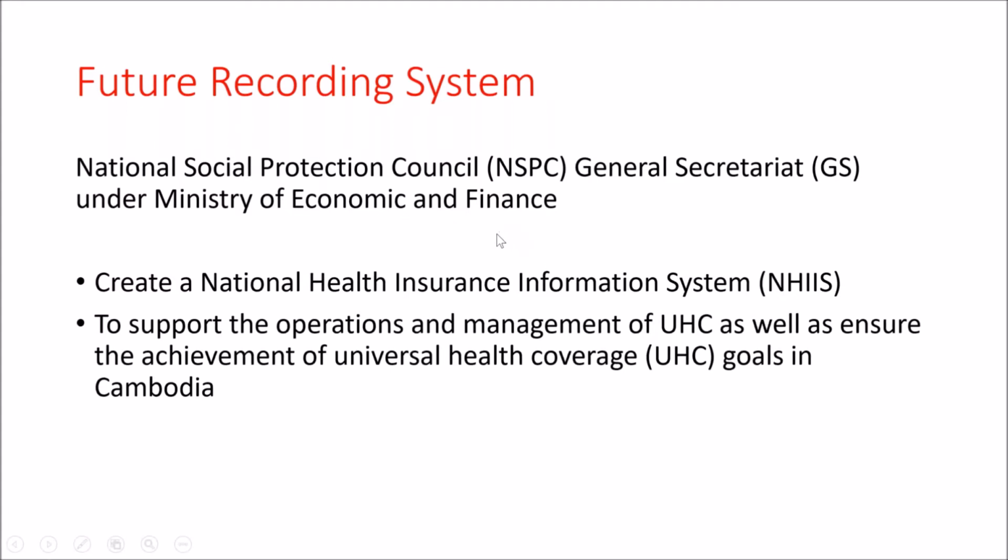And as I showed before, we have the National Social Protection Council, with its General Secretariat under the Ministry of Economy and Finance. This is the board, the high-level governing body responsible for health social protection in Cambodia. They plan to create the national health insurance information system, but it is not yet created. It is just a plan, to support operation and management of universal health coverage and ensure achievement of the universal health coverage goal in Cambodia. So this is the midstream, but not yet applied, because it is still more of a parallel system like I showed before. We have right now four institutions responsible for social health protection in Cambodia. They plan to combine all into one, but we don't know when that can happen.